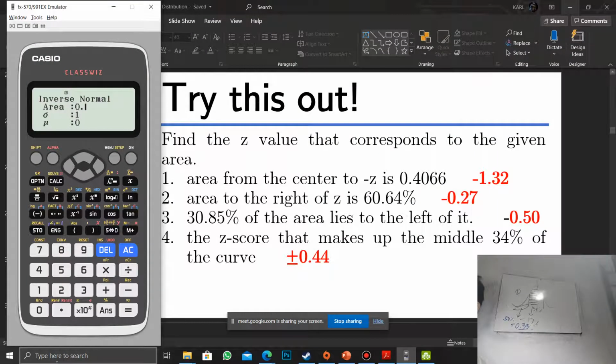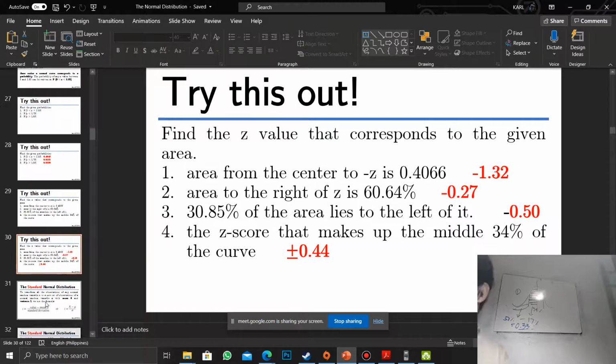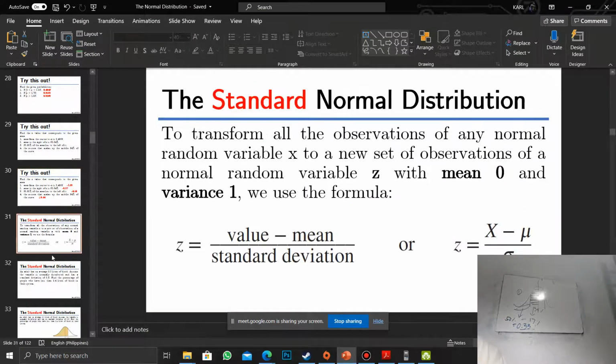Negative 0.33, negative 0.44. Ganun din sa right, no? Pareho lang yan. So, plus minus 0.44. Okay? Sige. Ngayon, let's go back to our discussion.